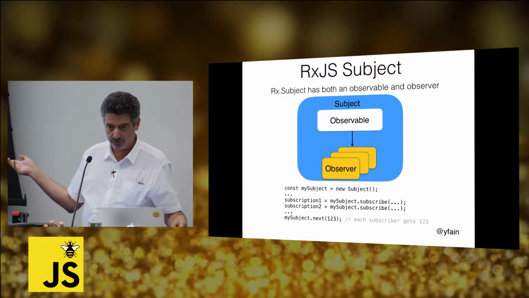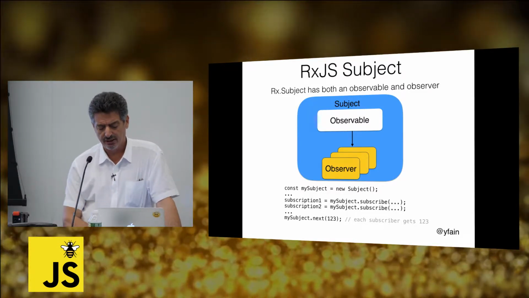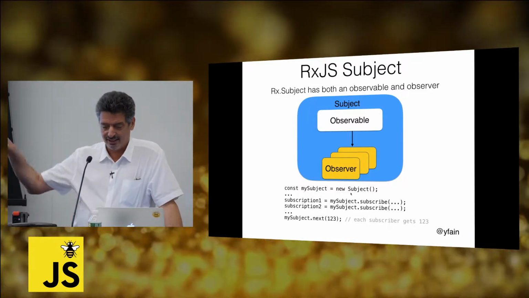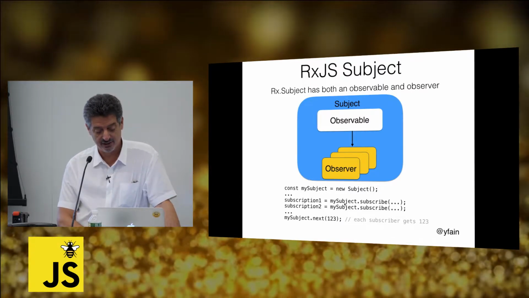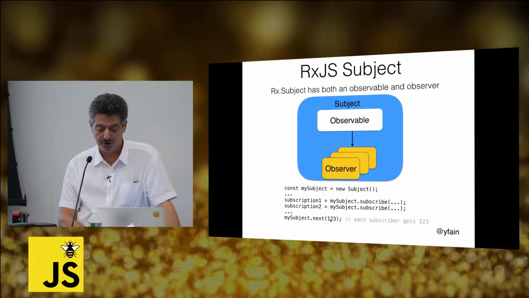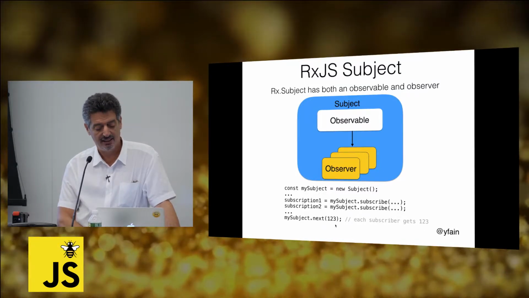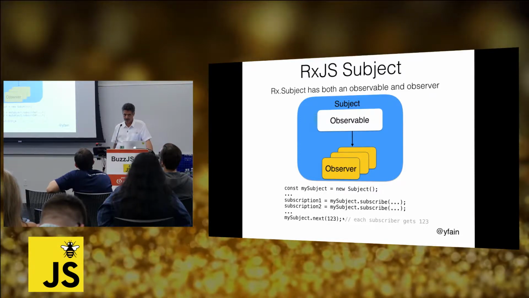In this little code under the diagram, you see that I create a new instance of a subject. Then sometime later, I create a couple of subscribers. See, my subject subscribe, my subject subscribe. Then sometime later, I do push. I say my subject next. I'm pushing 1, 2, 3, and both subscribers will get this 1, 2, 3.